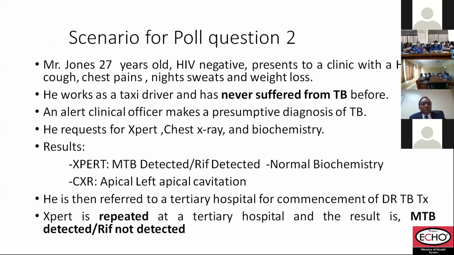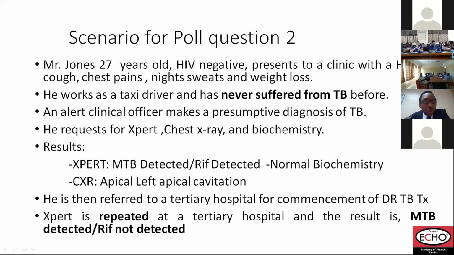So I have one scenario for all of us to work out. I want us to take 2 minutes to read through. I'll read through for you. So we have a patient called Mr. Jones. Mr. Jones is 27 years old. He is HIV negative. He presents to a clinic with symptoms of cough, chest pains, night sweats, and weight loss. He works as a taxi driver and has never suffered from TB before.